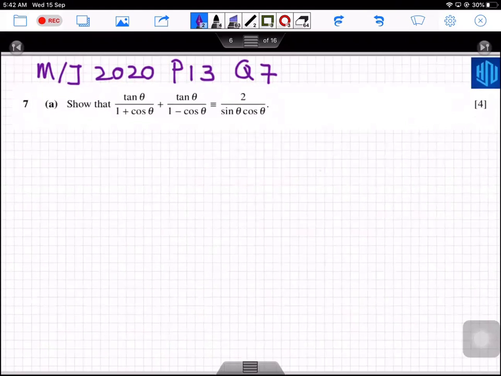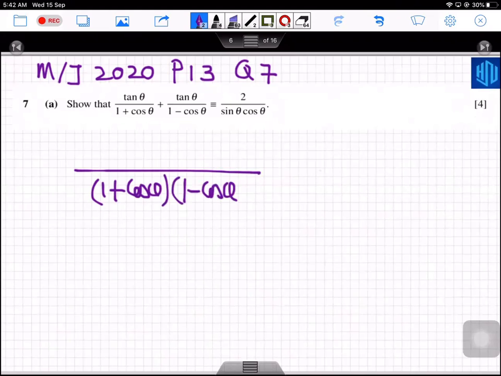All right. So first of all, let's take LCM. So 1 plus cos theta multiplied by 1 minus cos theta. So basically 1 plus cos theta is multiplied by 1 minus cos theta in order to give you this complete term. So definitely the numerator tan theta is supposed to be multiplied with 1 minus cos theta as well. So tan theta multiplied by 1 minus cos theta.